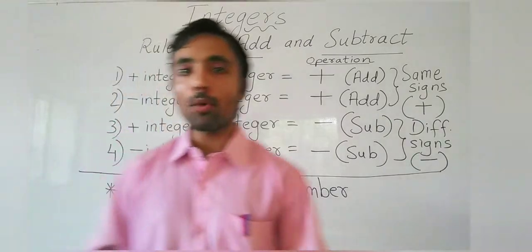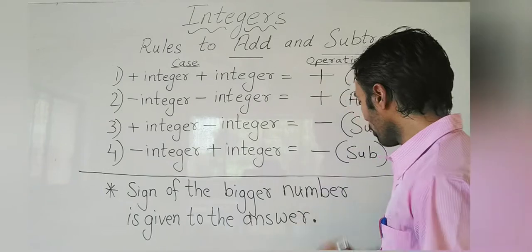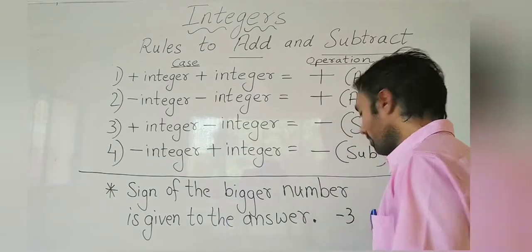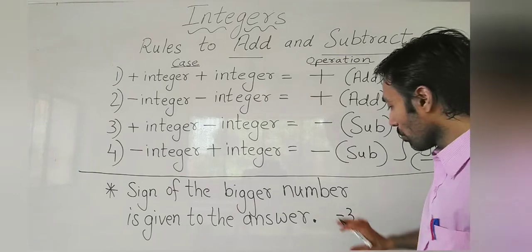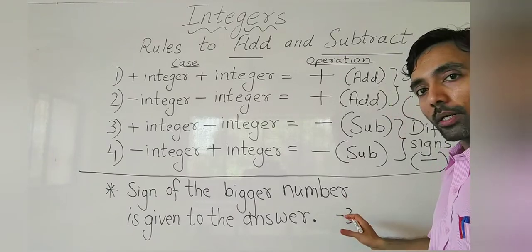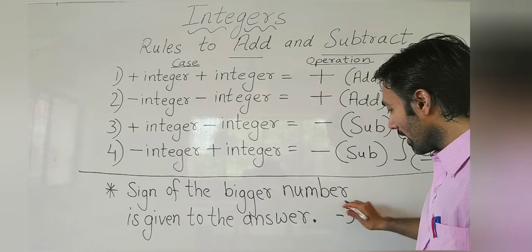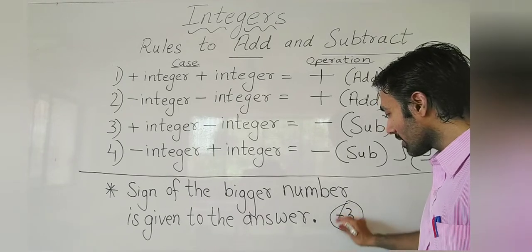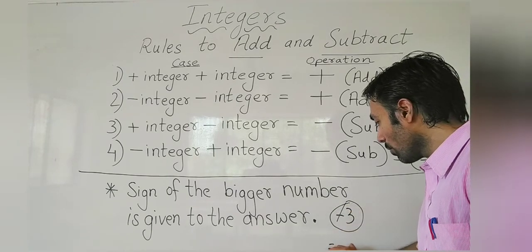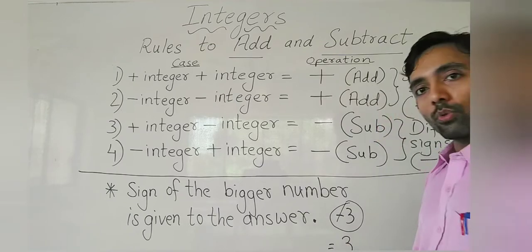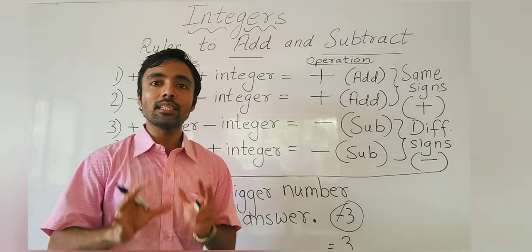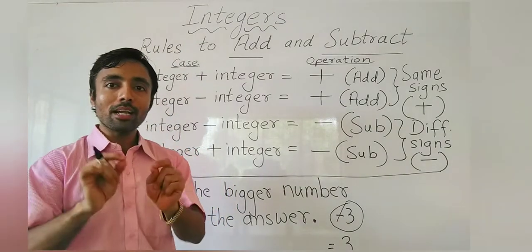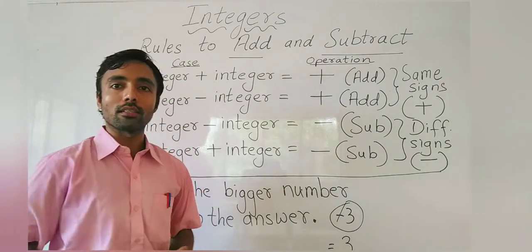So, in short, we'll understand what is absolute value. Now, suppose we have minus 3, right? If minus 3, it's an integer, it's there. So, what is the absolute value of minus 3? Absolute value of minus 3 is 3 without its sign, right? Okay? So, the absolute value of minus 3 is 3. So, you have to just see which number has the highest absolute value. That number's sign should be given to the answer.